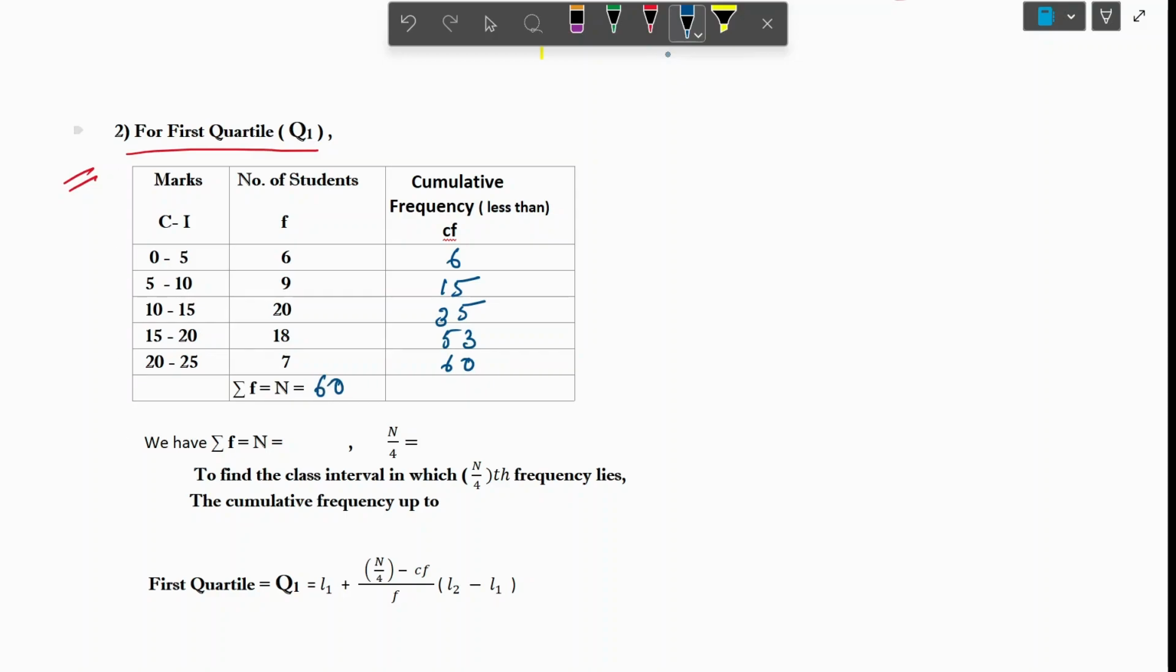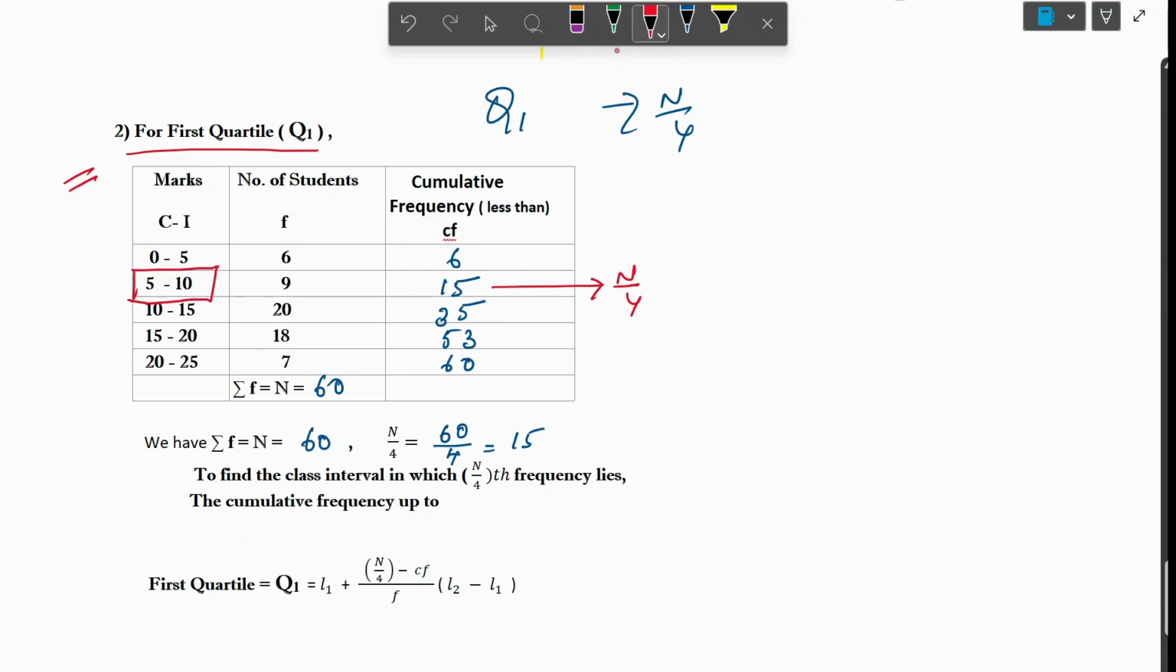Now, what is next? Because of Q1, what do we need to calculate? N upon 4. Here N is 60. What is N upon 4? 60 divided by 4 is equal to 15. Now, what are you going to do? You are going to locate in which cumulative frequency this n by 4 lies. 6, 15. Already 15 is here. Therefore, here comes your n by 4. What is the corresponding class? That is 5 to 10. Therefore, what is your Q1 class? Not the median class. Q1 class is equal to 5 to 10.